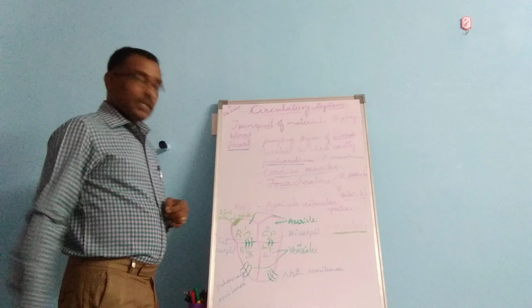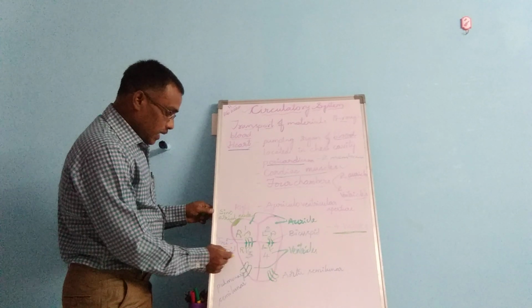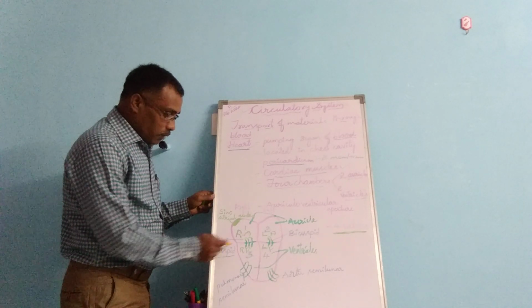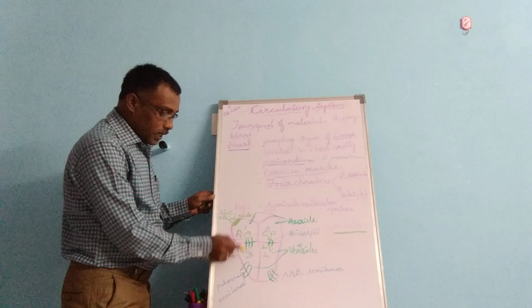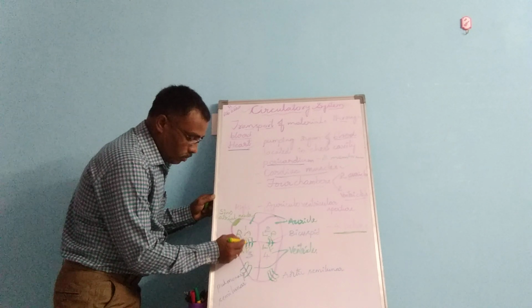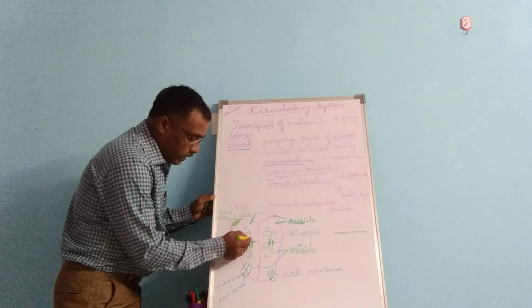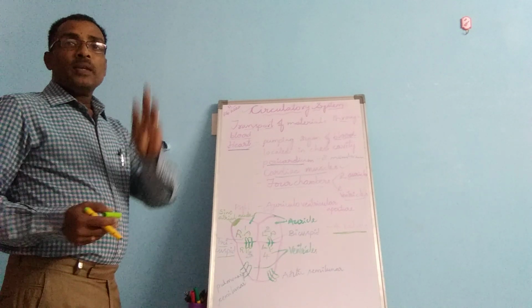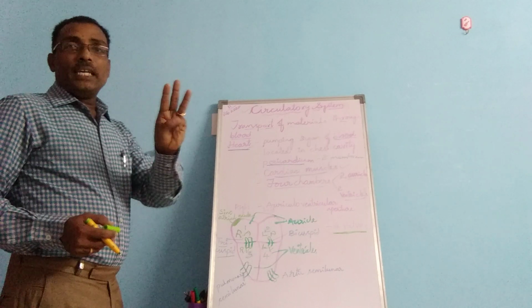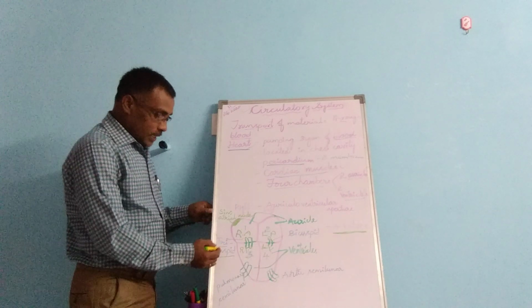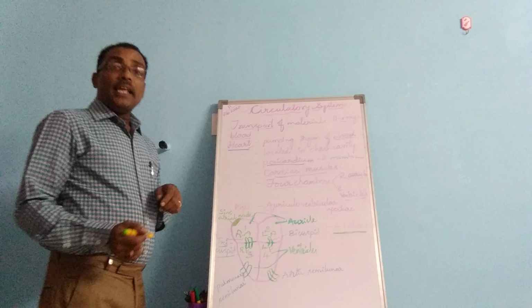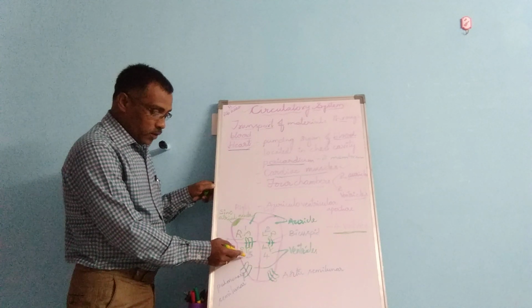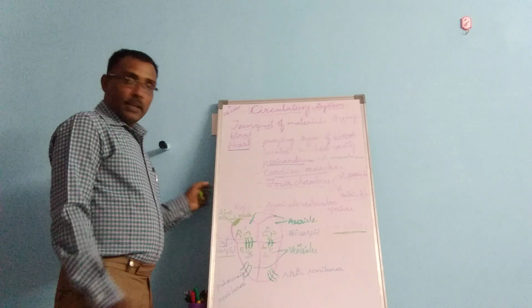Okay, what are those valves? The first valve is the tricuspid valve. This tricuspid valve is present in between the right auricle and the right ventricle. It has 3 valves. Tri means 3. These 3 valves together are called the tricuspid valve. The tricuspid valve prevents the backflow of blood from the right ventricle to the right auricle.